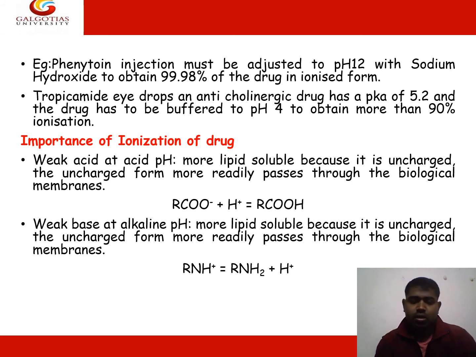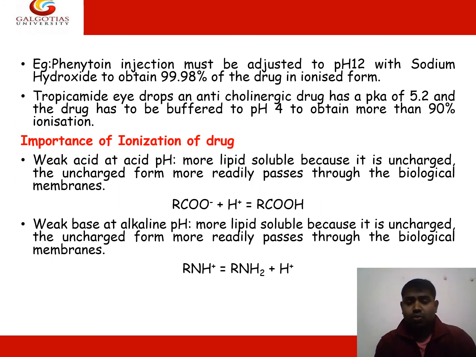In a similar case, topiramate is an anticonvulsant drug, and its pK value is 5.2, and its pH must be adjusted to 4 with the help of buffer solution to obtain more than 90% ionized form of topiramate.